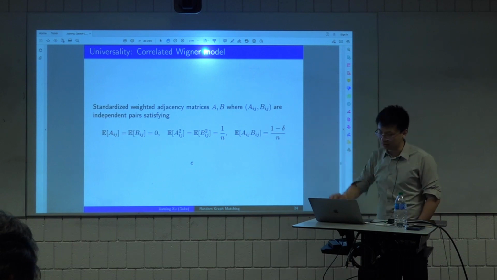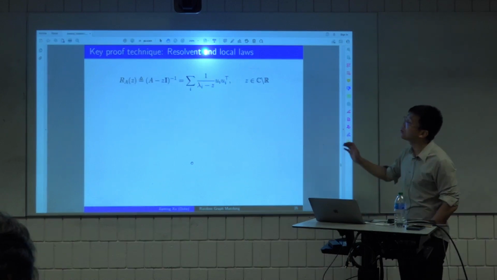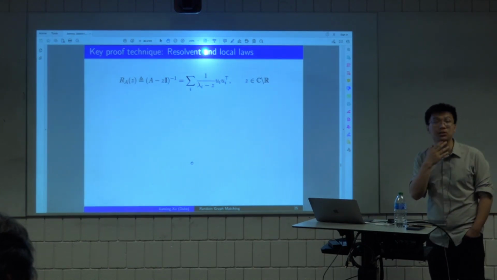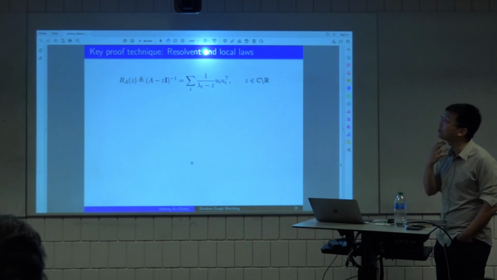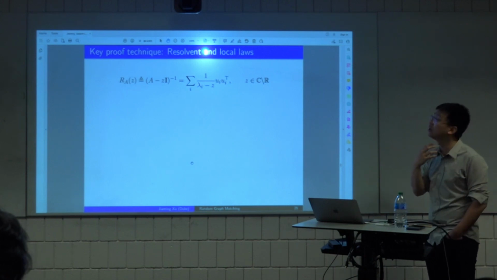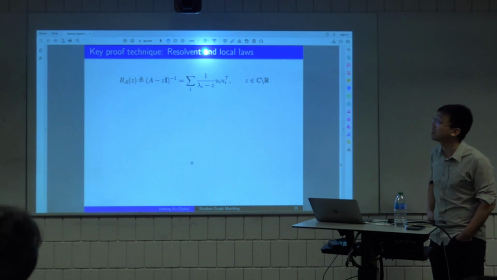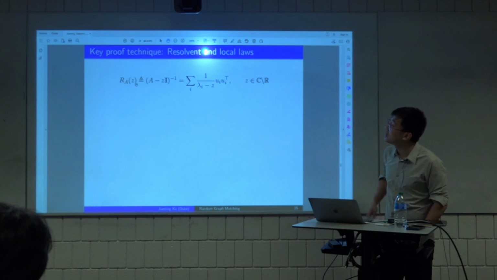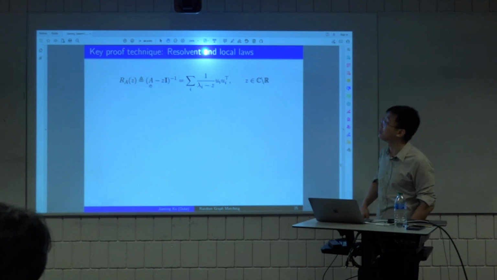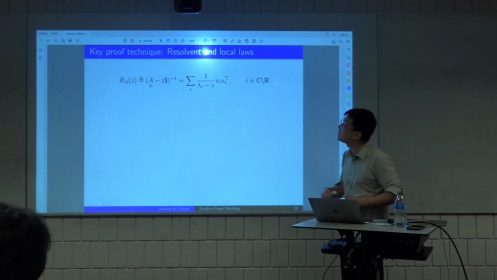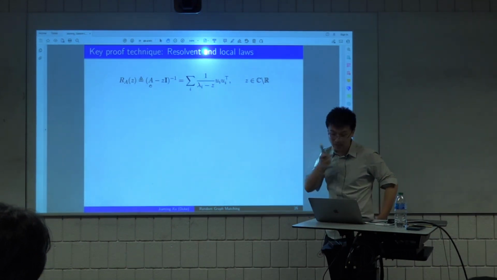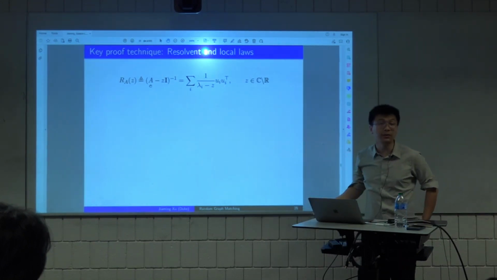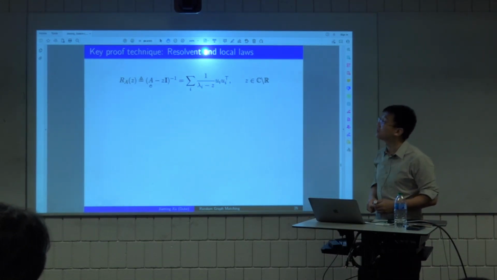Okay, so I'm going to focus on this more general setting, and then I'm going to tell you how we can prove that. The key proof technique that we use is the so-called resolvent. We also use some more advanced theory called local laws. So let me briefly explain the setup first. The resolvent is defined as a complex-valued matrix inverse. Z here is complex valued. You take A minus Z times the identity, and you take the inverse. So that's the definition of the resolvent.